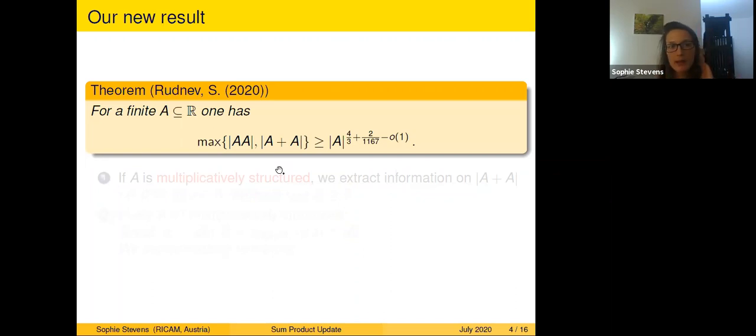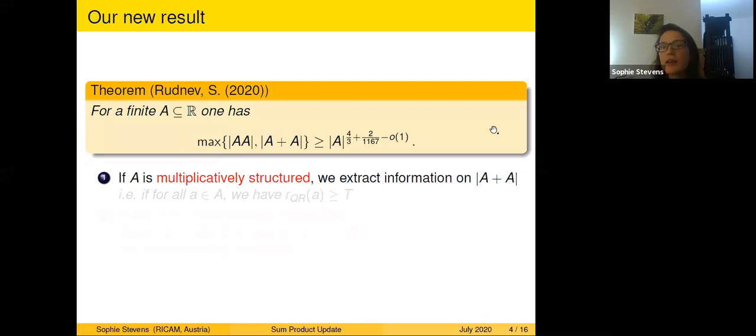All right, so this number 2 over 1167, you are now free to forget for the rest of the talk. But what I would like to keep with you is what I'll say next, which is the proof method. Our proof naturally falls into two parts. The first part is saying that if our set A is multiplicatively structured, then we can extract some information on the size of the sum set A plus A.